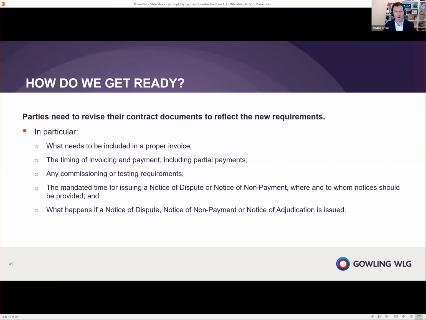Just contact any one of us. We'd be happy to walk you through the process and help you with your contracts, whether you're using a CCDC contract or your own main contract. We would be more than happy to help you make sure that your current contract documents reflect these new requirements.